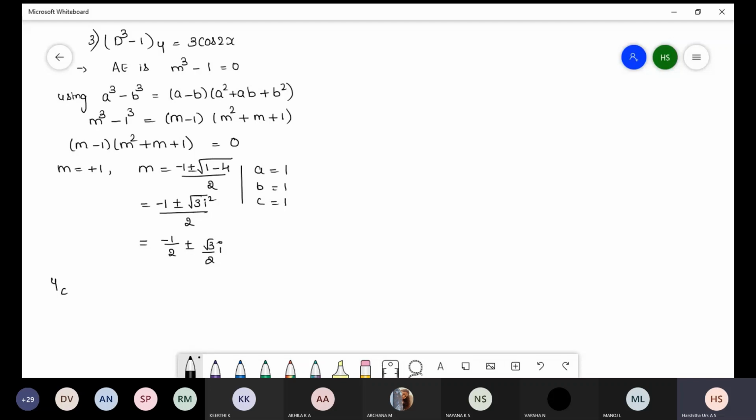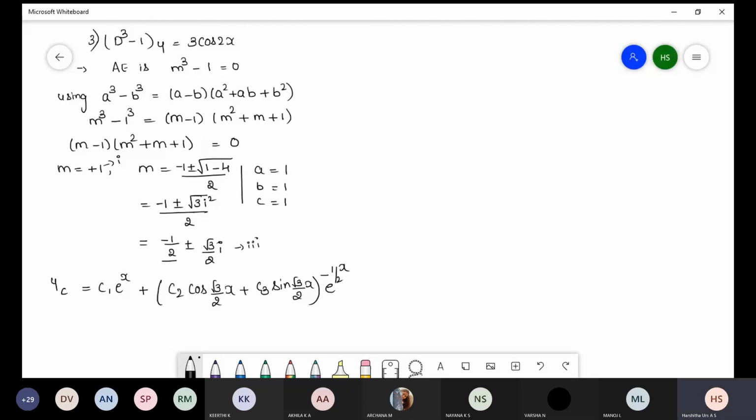Now write the complementary function. First, this belongs to case 1 and this belongs to case 3. So c1 e power x plus c2 cos root 3 by 2 x plus c3 sin root 3 by 2 x. Here p value we have e power minus 1 by 2 into x. This is the p value.